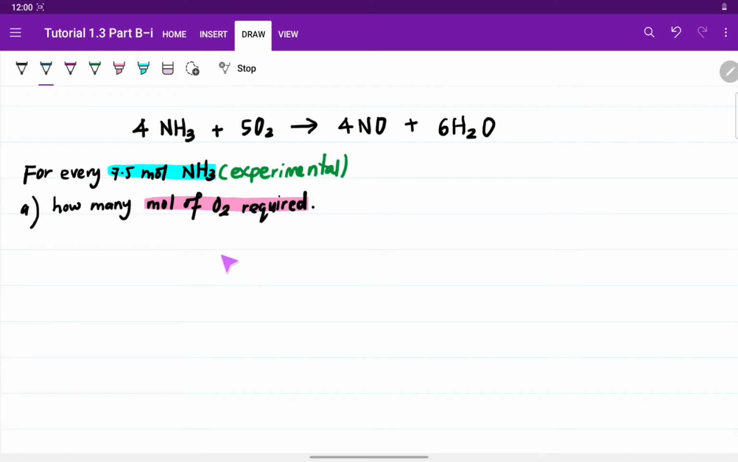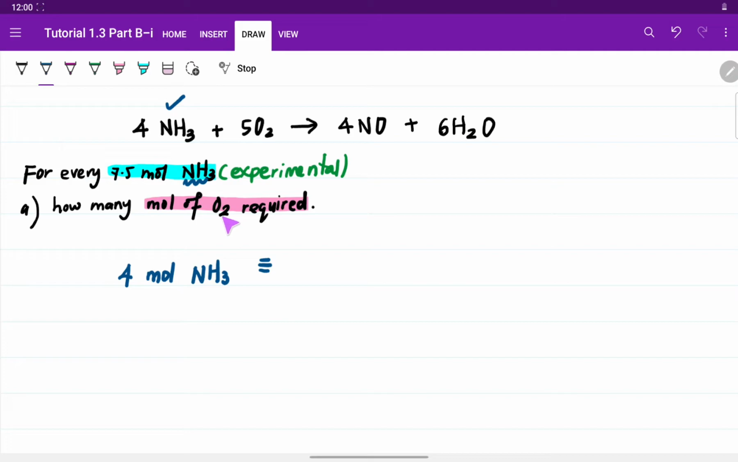So, apa yang kita nak kena buat dulu? Okay, check dekat kita punya balance equation. Kita perlukan apa? Kita ada maklumat tentang NH3. So, kita akan gunakan NH3 lah dekat sini. Awak akan letak 4 mole NH3. So yang kita nak cari, the one that we want to find, letak dia dekat sebelah kanan, on your right hand side. Okay, so kita tengok dulu apa relationship daripada balance equation dekat sini.